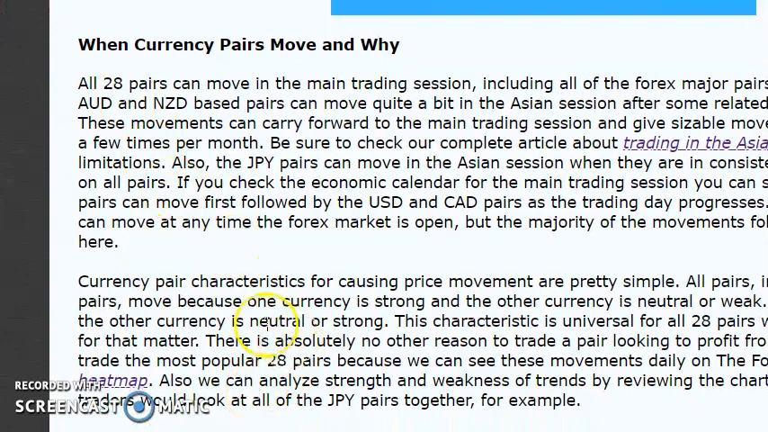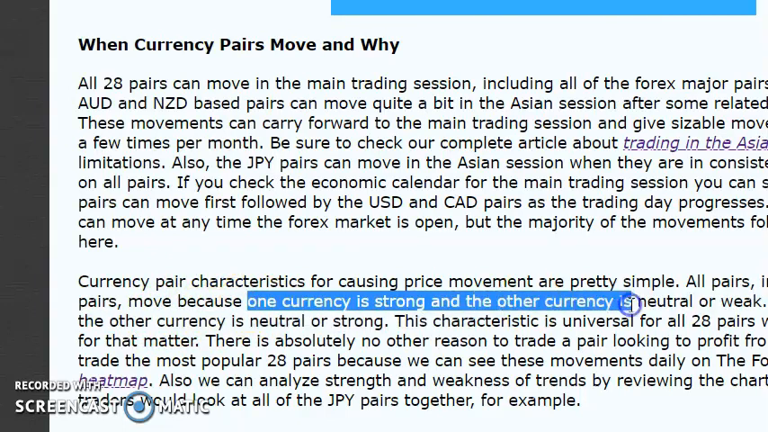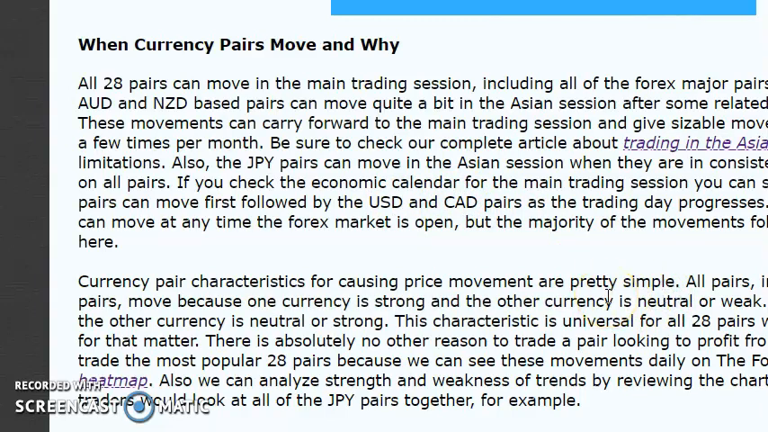So why do currency pairs move? Currency pairs only move because one currency is strong and the other currency is at least neutral or weak. So for any currency pair, if the US dollar is strong and the Canadian dollar is neutral or weak, the US dollar Canadian is going to go up. That's true for any Forex major pair or all 28 pairs.